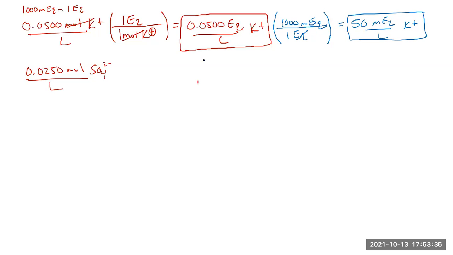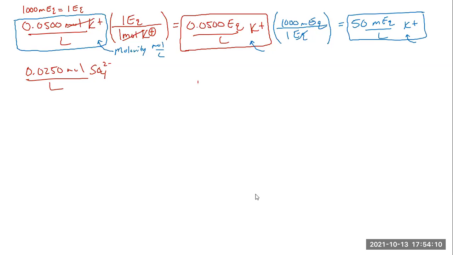So these are really 3 different ways to express the concentration of potassium in this particular solution. This, as we'll talk about shortly, is what is known as molarity, which is moles per liter. This is equivalence per liter, which is a unit of concentration. And this is milliequivalents per liter, which is also a unit of concentration. Any questions on that calculation on top there?